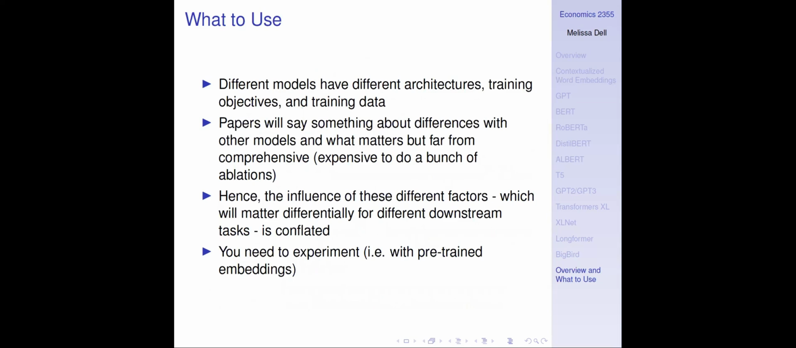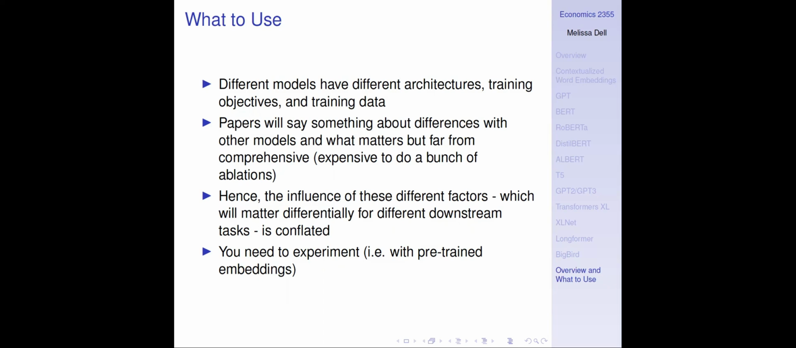But okay, so where do you start? I showed you a bunch of models, and they have different architectures, but they also had different training objectives and were trained on different data. Papers maybe say something about the differences with other models, but it's far from comprehensive because it's really expensive to pre-train these models. You can't just pre-train a whole bunch of different versions of Bert by changing different things around because that would cost a huge amount of compute. And so the influence of these different factors, which will matter differently for your downstream tasks, is conflated. But the good thing is you can experiment.